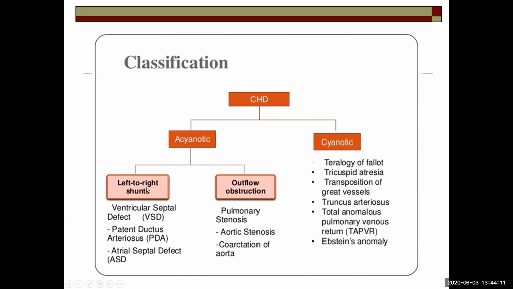So think of cyanosis here. Dr., acyanotic with left to right. Yeah, left to right, I'm sorry.